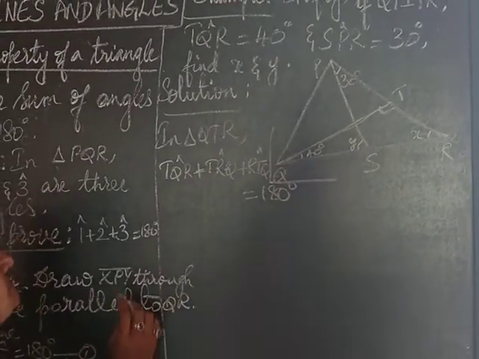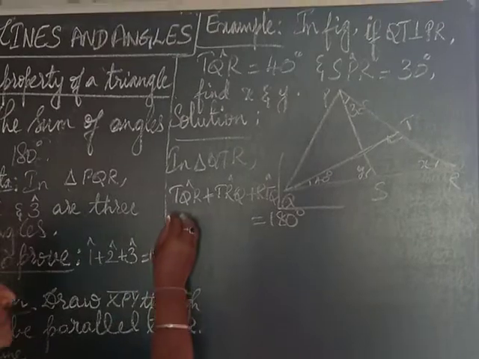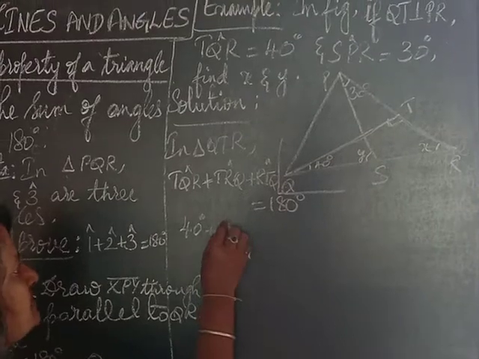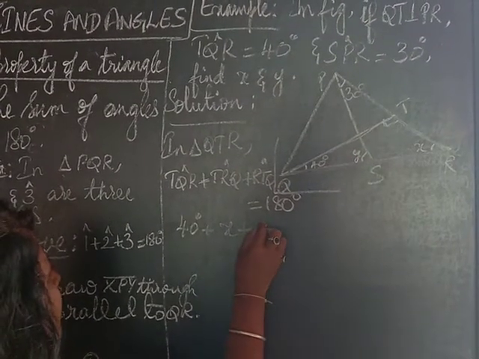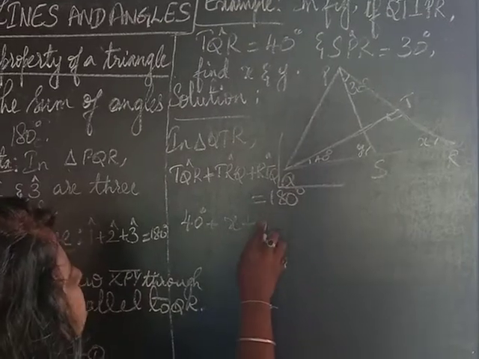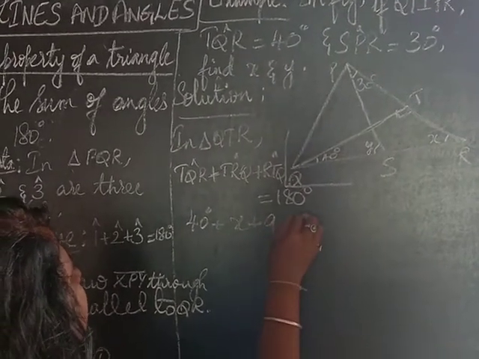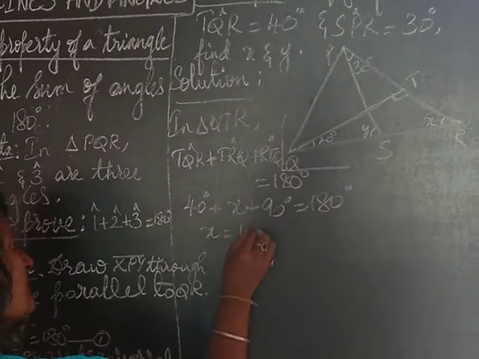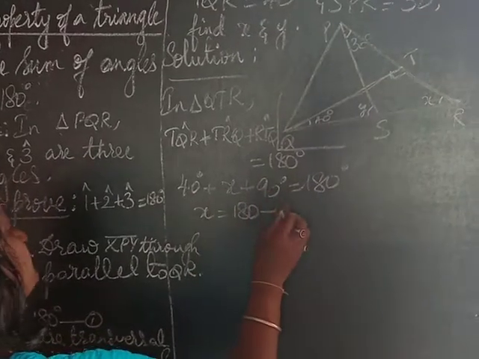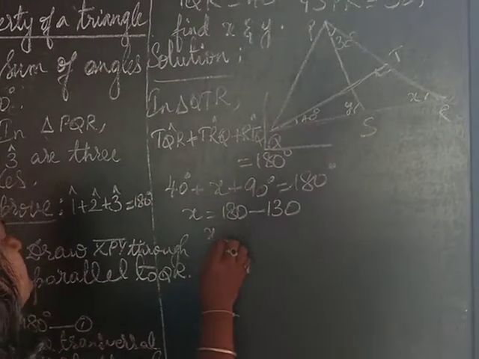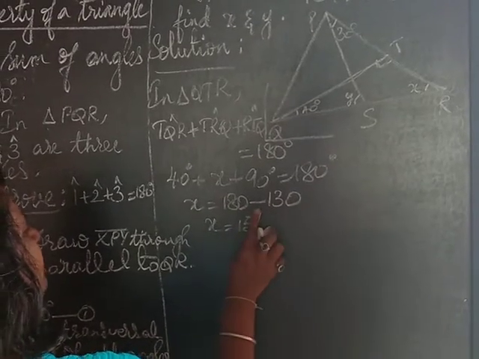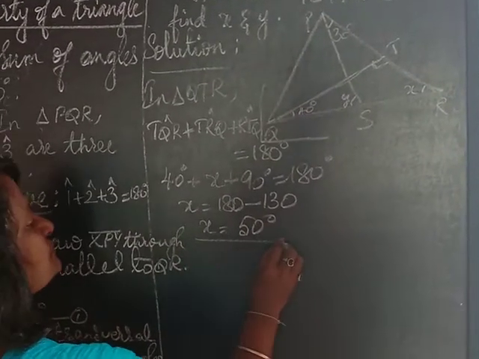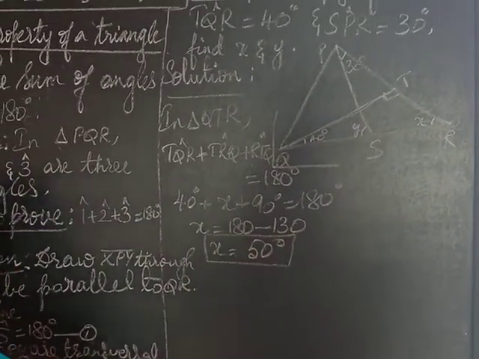I am writing your lines so that you won't get confused. So TQR is equal to 40 degree, plus TRQ is equal to X, plus RTQ is 90 degree, is equal to 180 degree. Now X is equal to 180 minus 130. Sorry, 40 plus 90 is 130, and 180 minus 130 is 50 degree. So angle X is 50 degree.